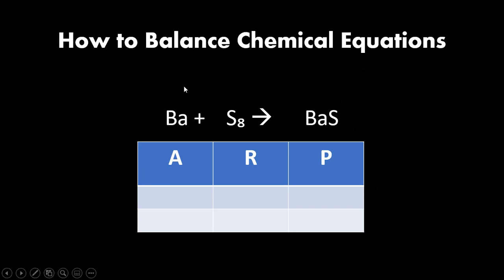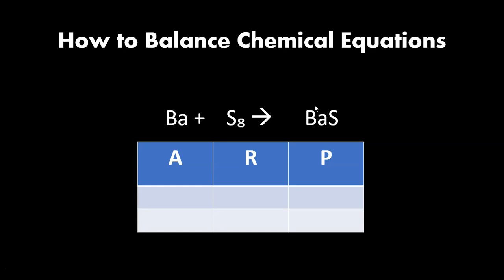So first of all, the left-hand side of a chemical equation is the reactant side. This arrow is going to signify that a chemical reaction occurred, and then the products are going to be on the right-hand side. So we have barium, we have sulfur, and then that forms a compound, barium sulfide.